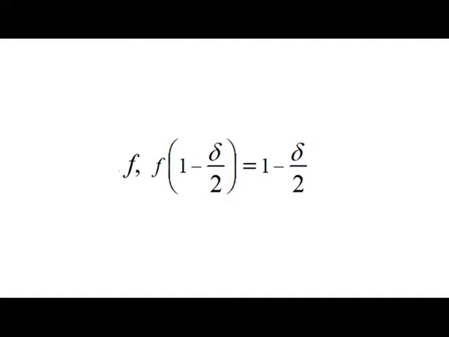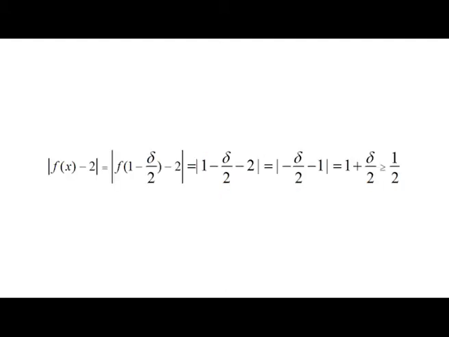Also, since 1 − delta/2 is strictly less than 1, by the definition of f, f(1 − delta/2) equals 1 − delta/2, and hence |f(x) − 2| equals |f(1 − delta/2) − 2|, which equals |1 − delta/2 − 2|, which equals |−delta/2 − 1|, which equals 1 + delta/2, greater than or equal to 1/2.